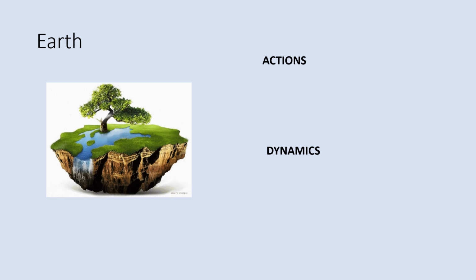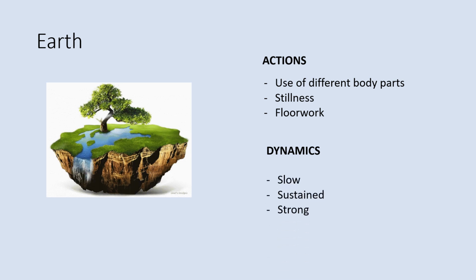Next was earth. So for earth actions, I got use of different body parts, because obviously there are so many elements of the earth. Stillness, because the ground visibly looks quite still, and a lot of floor work. Dynamics, I said slow, sustained, and strong.